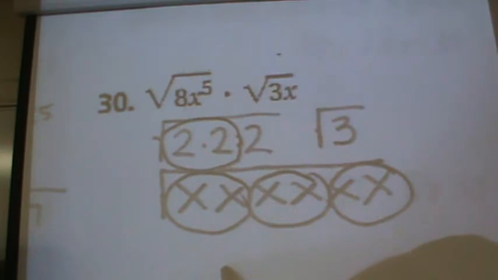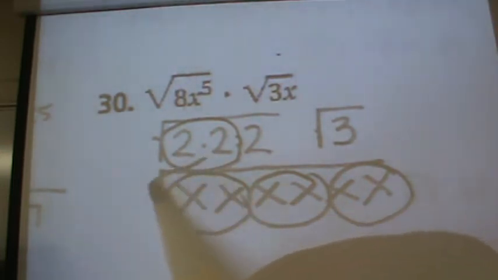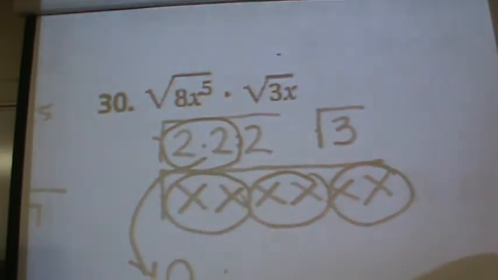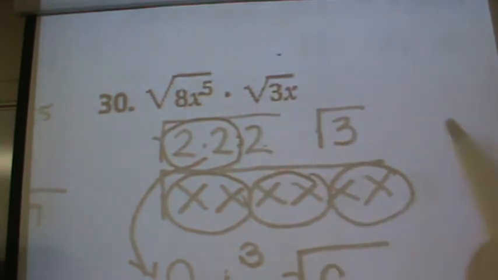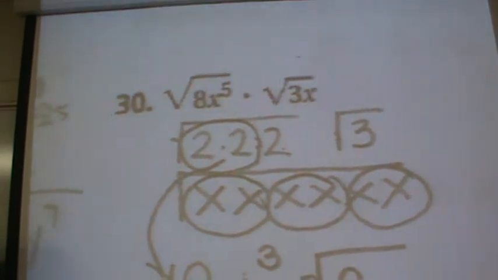Does 4 come out? 2. Oh, wait, 2x to the third. 2x comes out, 2x squared. 2x to the third. What's left? Square root of 6.